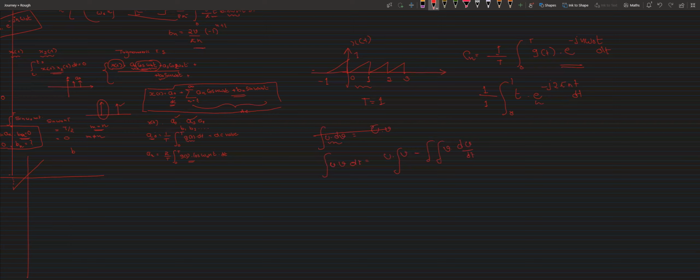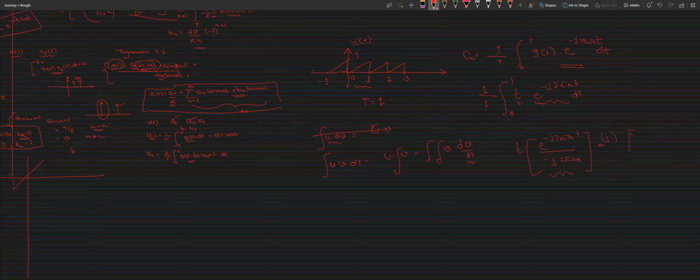So t into integration of this. What is the integration of that? E power minus j 2 pi n t by minus j 2 pi n, minus differentiation of the first term. What is the differentiation? That is 1. Correct? And again integration of this.